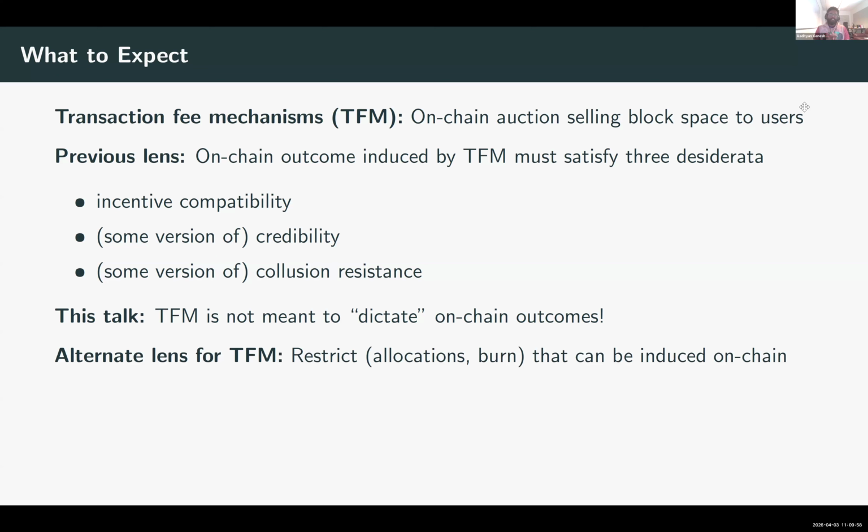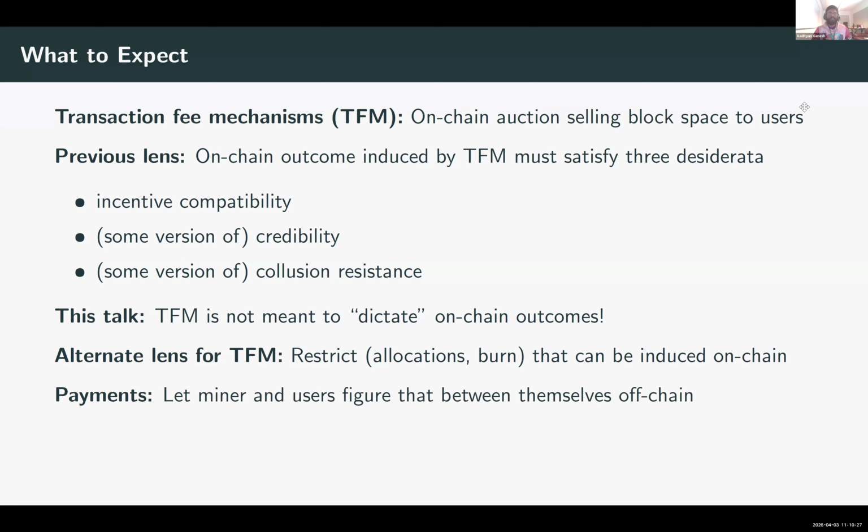Rather, I will pitch this alternate lens. The job of the transaction fee mechanism is to set some loose set of restrictions on what the users and the miner can do. Specifically, we will say, okay, if you want to realize this allocation on chain, this is the burn that you have to make in order to realize this allocation. And as long as you are bound by this allocation, comma, burn constraint that I set on you, you just feel free to do whatever you want.